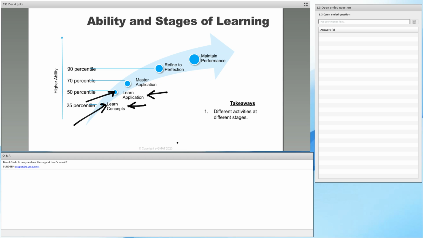Why? Because guess what? These 200 sentence structures repeat. But if you don't master those sentence structures, you can solve 2000 questions and you're not going to get to that 90th percentile. But if you master those sentence structures, you're going to get to that 90th percentile in 300 questions. Does that make sense?